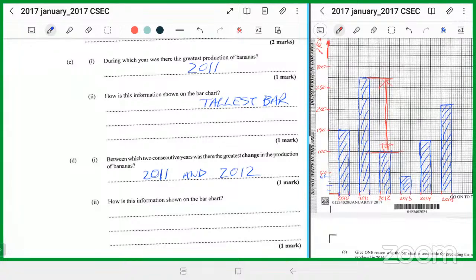Then it says, how is this information shown on the bar chart? What would I say? How is this information shown on the bar chart?